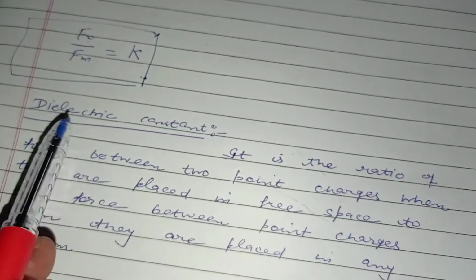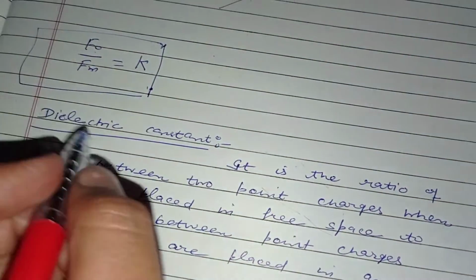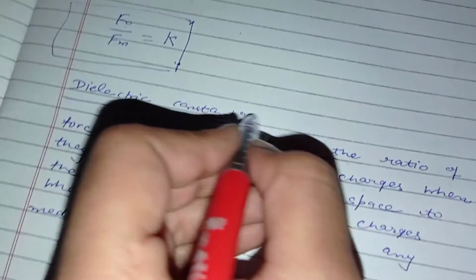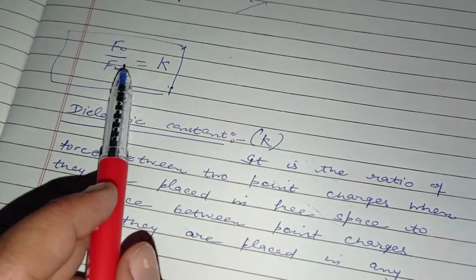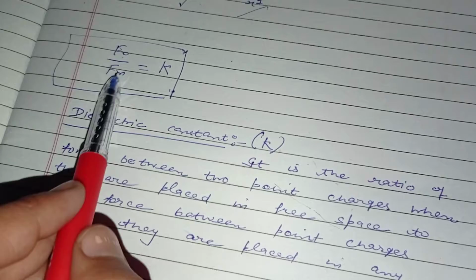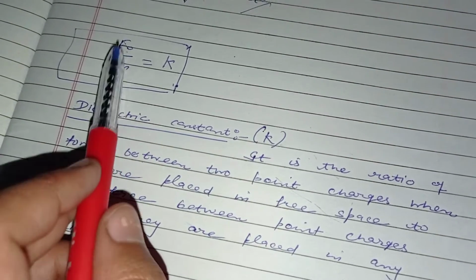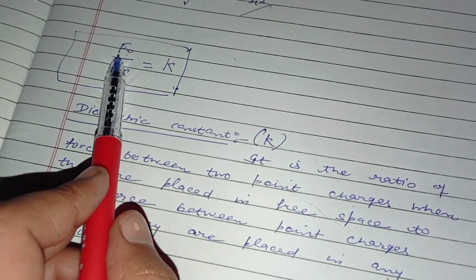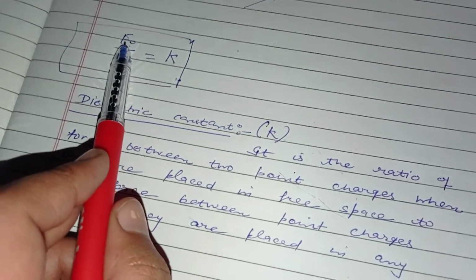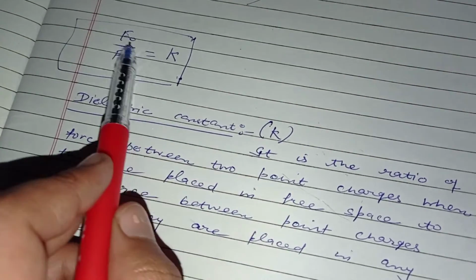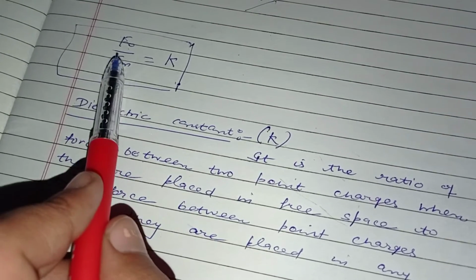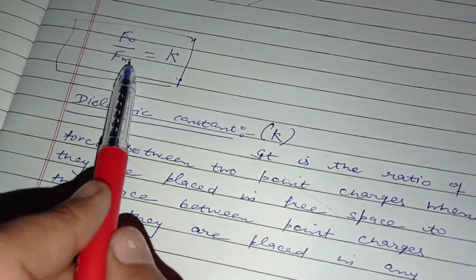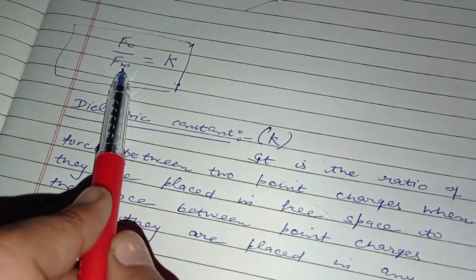What is the mathematical definition of dielectric constant or specific inductive capacity, which is denoted by capital K? The definition is that it is the ratio of the force between two point charges when they are placed in free space to the force between the two point charges when they are placed in any medium.